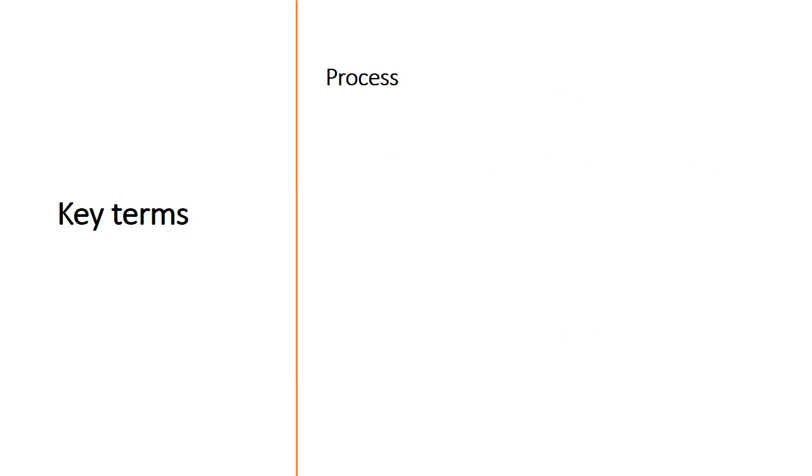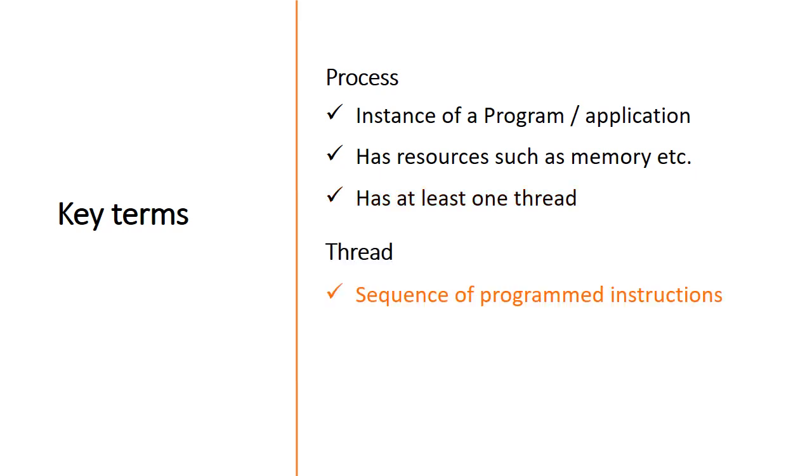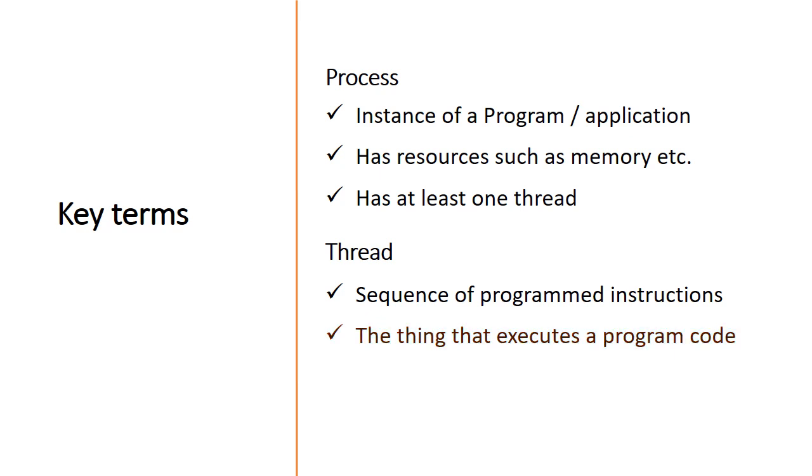To get started, let's clarify a few key terms and ideas we'll be using throughout the discussion in this module. First one is process. Instance of a program or application. Process has resources such as memory, network, etc. and it has at least one thread. Secondly, thread. Technically speaking, thread is a sequence of programmed instructions, the thing that executes a program code, and it utilizes process resources.